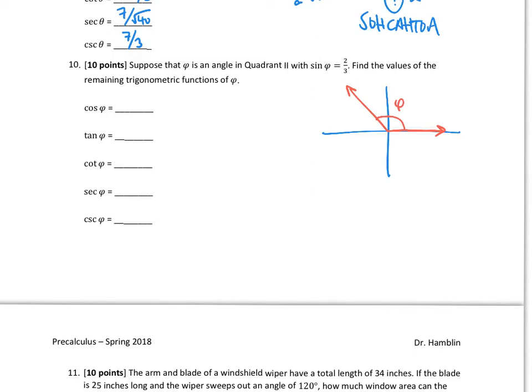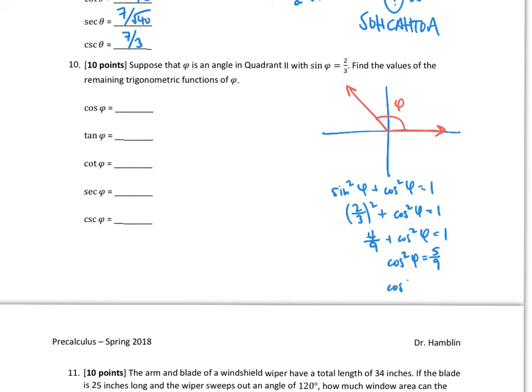So we can figure out the remaining values of the trig functions using identities. We'll start with the Pythagorean identity. We note that the sine squared of phi plus the cosine squared of phi equals 1. The sine of phi is 2/3, so that's 2/3 squared plus cosine squared equals 1. 2/3 squared is 4/9. Subtract 4/9 from both sides, we get 5/9. Take the square root of both sides, we get the square root of 5/9, which we can clean up a little bit and write as the square root of 5 over the square root of 9, and the square root of 9 is 3. So the cosine of phi is radical 5 over 3.